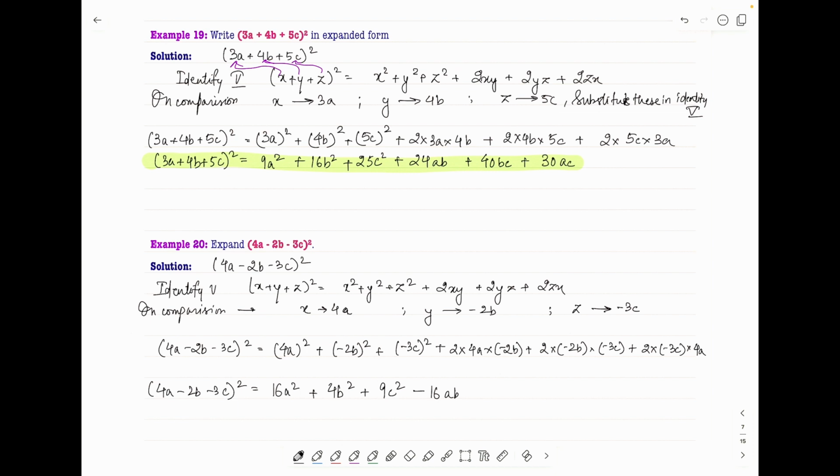Got my point? Similarly, 2 into minus 2 is minus 4, minus 4 into minus 3 is plus 12, because minus multiplication will give plus, so plus 12bc. Then again, 2 into minus 3 is minus 6, minus 6 into 4 is minus 24, so minus 24ac. Okay, so this is the expanded form of (4a - 2b - 3c) whole square. Got my point?